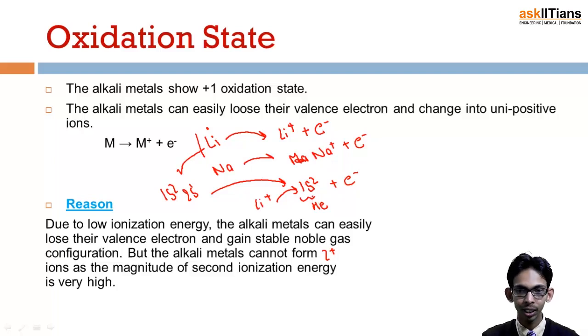It is a noble gas electronic configuration, so it is very stable, and because of this stability it is very difficult to remove an electron from here. So the alkali metals can easily form +1 ions, but it is very difficult to remove another electron. That means they do not form +2 ions, because after removing one electron they get noble gas electronic configuration, and also the effect of nuclear force increases because cations have smaller size as compared to atoms.